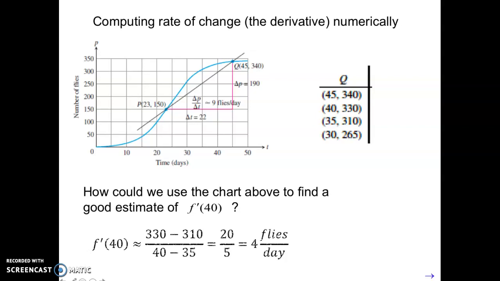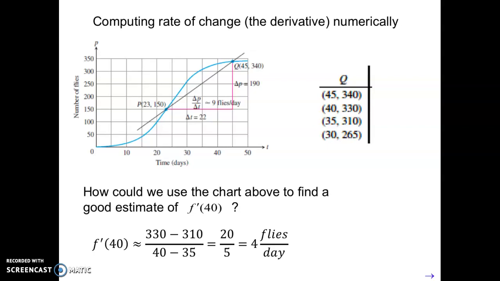Or we could say, what about these two if we took between 40 and 35, and we would say that would be 330 minus 310 over 40 minus 35, which gives us about 4 flies per day. But notice if we went a little bit above and a little bit below, that gave us our best estimate when we're a little bit above, a little bit below the actual value we're looking at, time equals 40. Any one of those could actually be a good estimate because we're just estimating in this case.